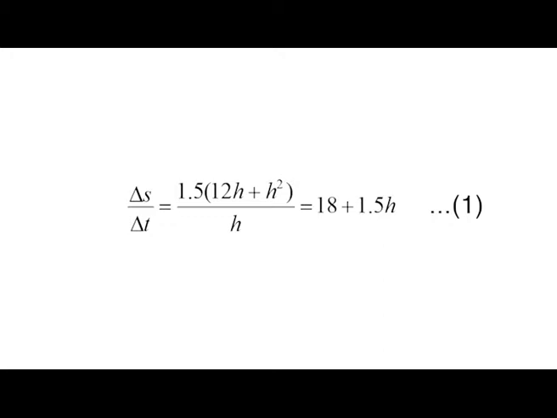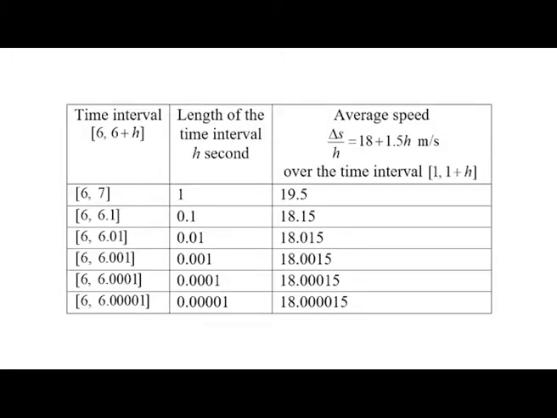Using equation 1, we have the following table. The table shows that when h approaches 0, that is, when Δt approaches 0, the average speed over the time interval [6, 6 + h] seems to approach 18. We say that the instantaneous speed at time t = 6 is 18 meters per second or 64.8 kilometers per hour, which the speedometer of the car shows at 6 seconds.